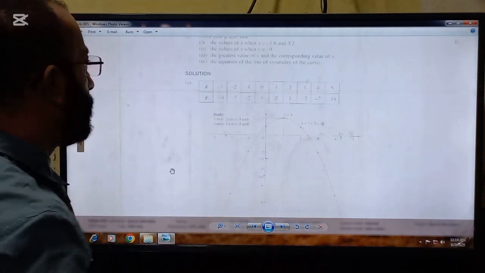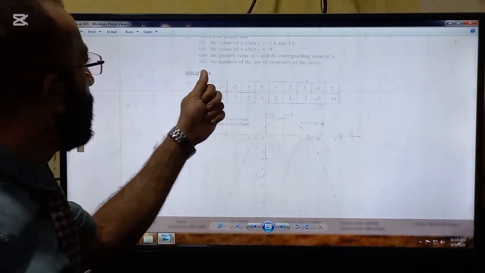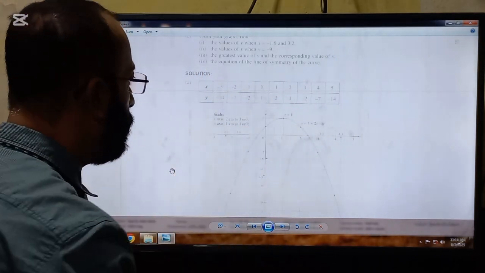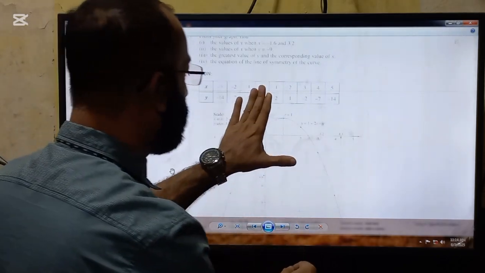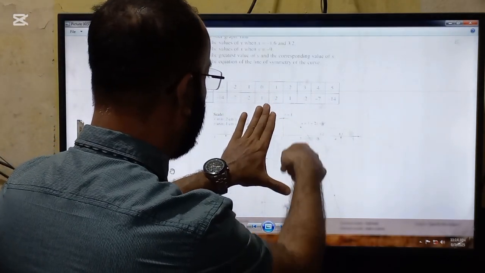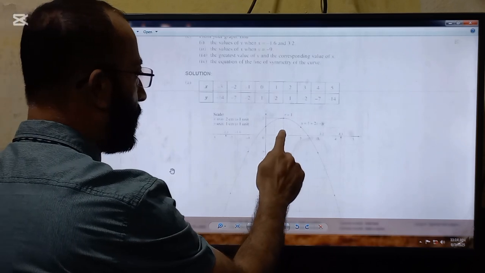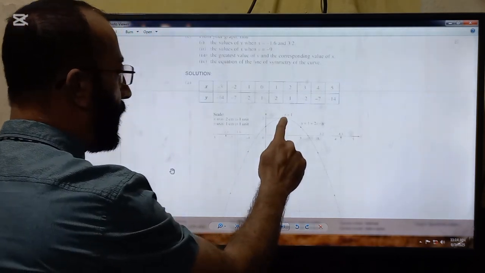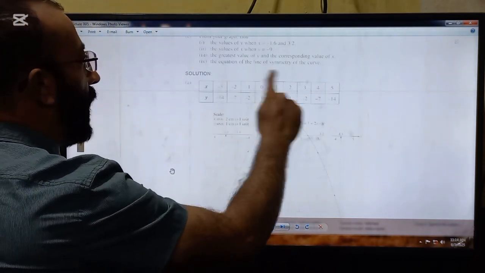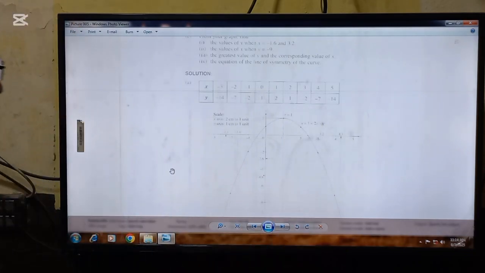So third part done. And the final requirement is the equation of the line of symmetry. You can see this is the maximum point. We will draw a line with the help of the scale through the maximum point, and this is the line which is parallel to the y-axis, and its equation will be x is equal to 1. So this is the line of symmetry of the curve.